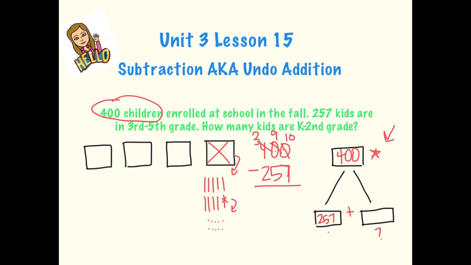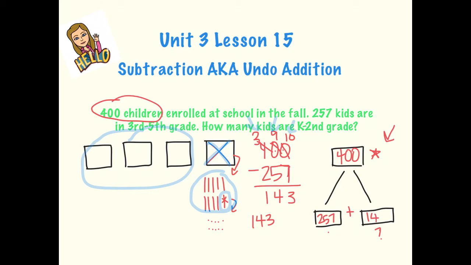So the 10 ones represented here in the tens place. The 9 10 sticks, because one of them has been ungrouped here. And then the 300 box is represented here because the 1 has been crossed out and ungrouped for us to solve. So now I can start the subtraction. 10 minus 7 is 3, 9 minus 5 is 4, and 3 minus 2 is 1. So our answer to this problem would be 143 kids are in kindergarten through 2nd grade.